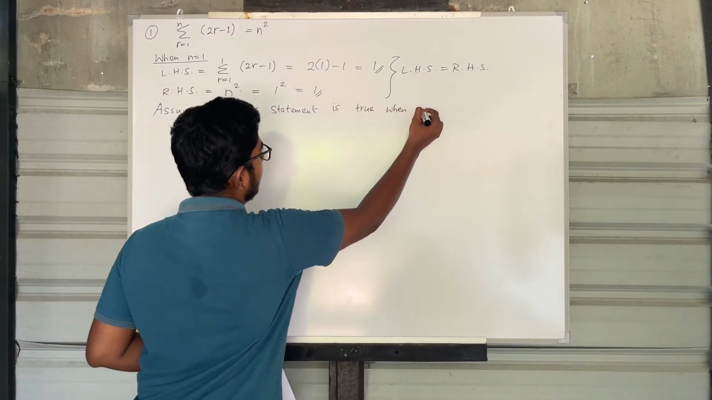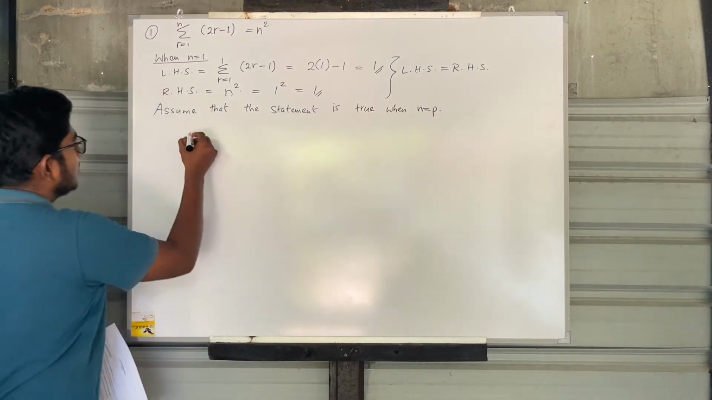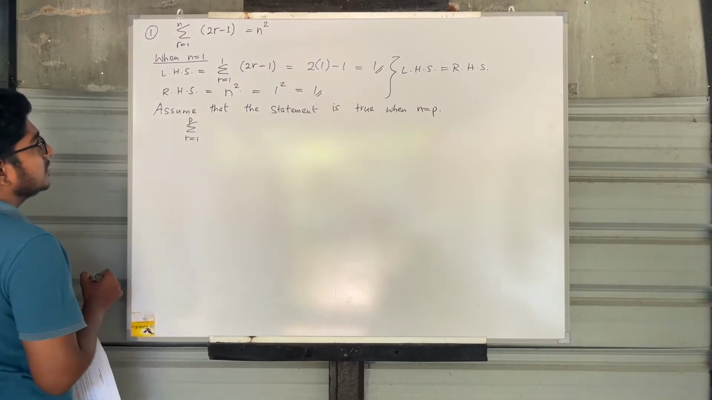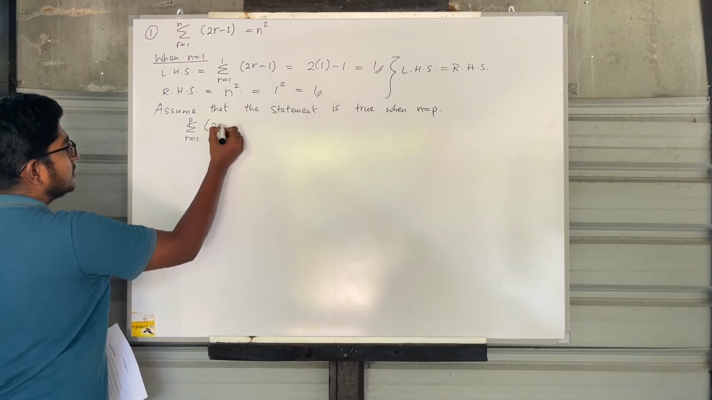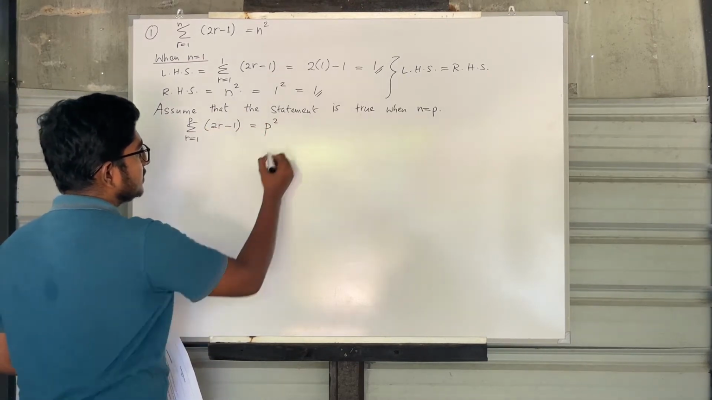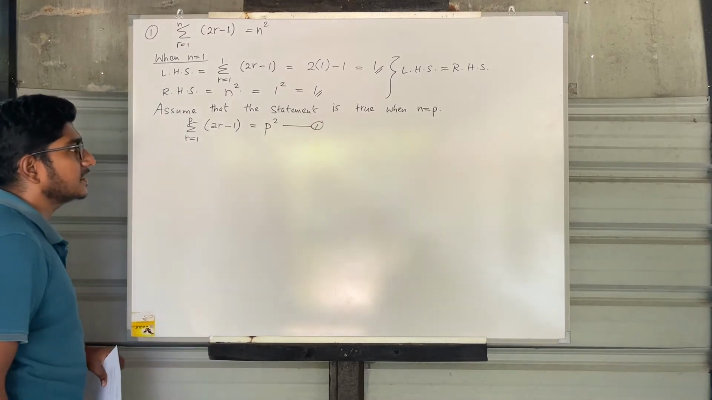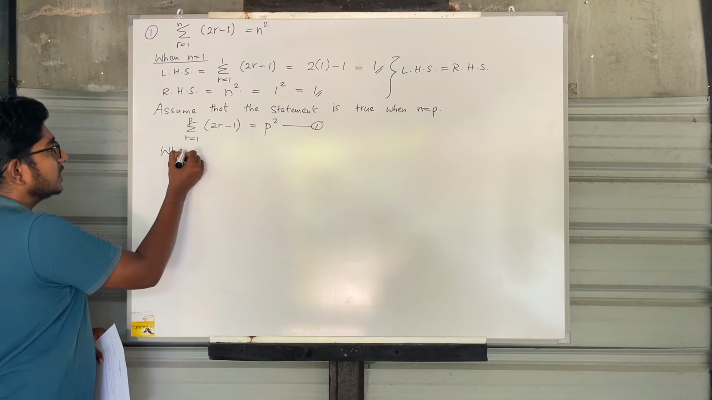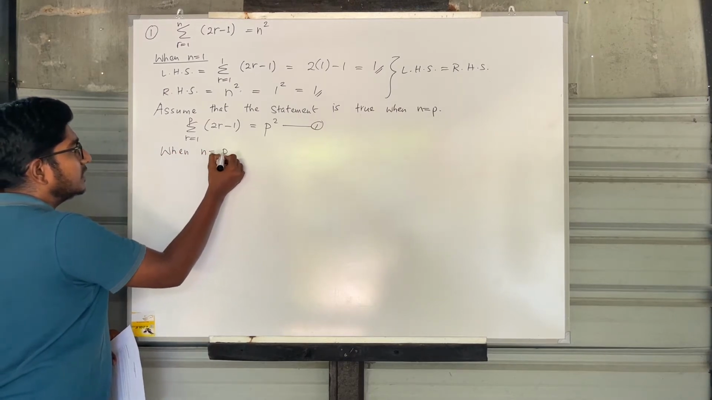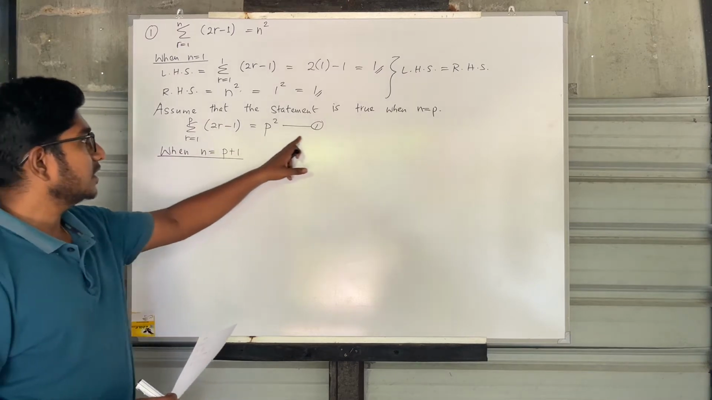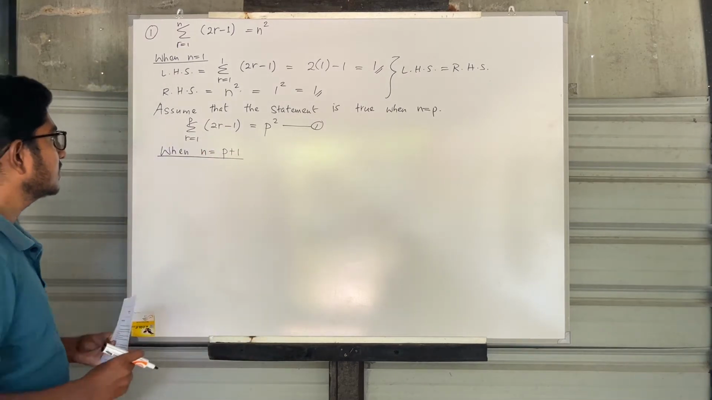when n equal p. That is, sigma r equal 1 to p, for n we substitute p, is equivalent to p squared. So this is our assumption. Let's take that as 1. The third step is to show the statement is true when n equal p plus 1. We have to use equation 1 for this proof.